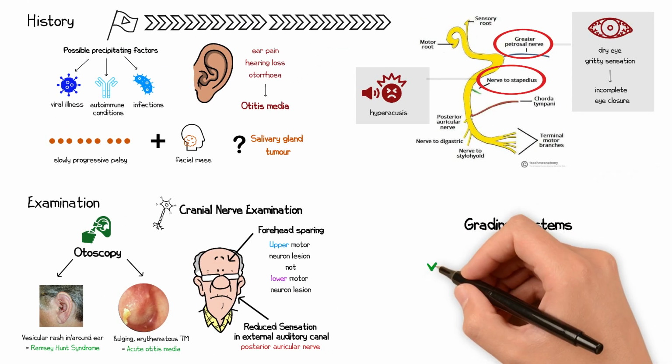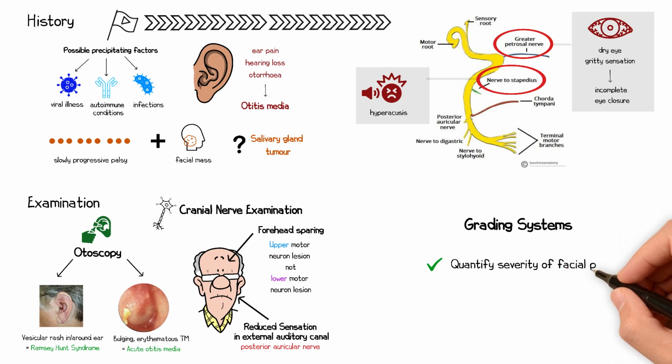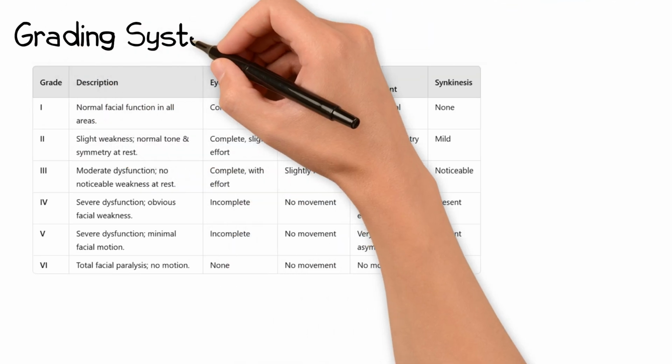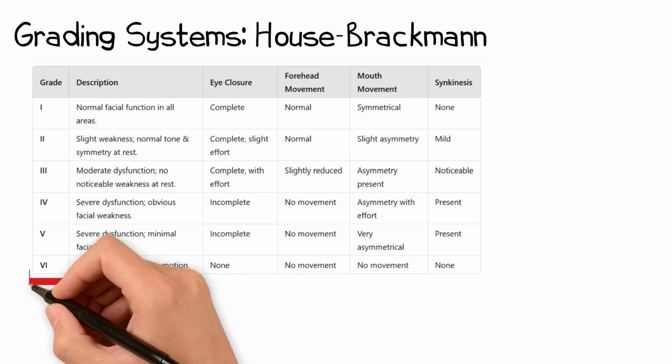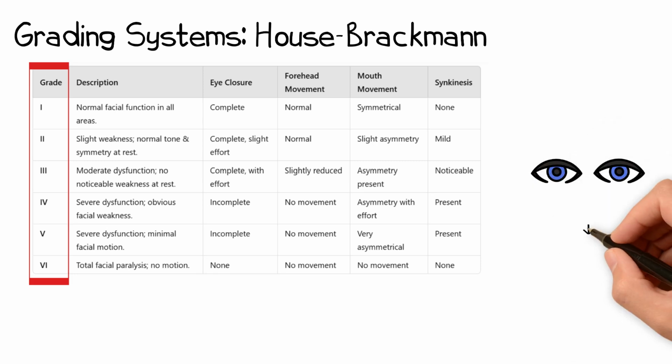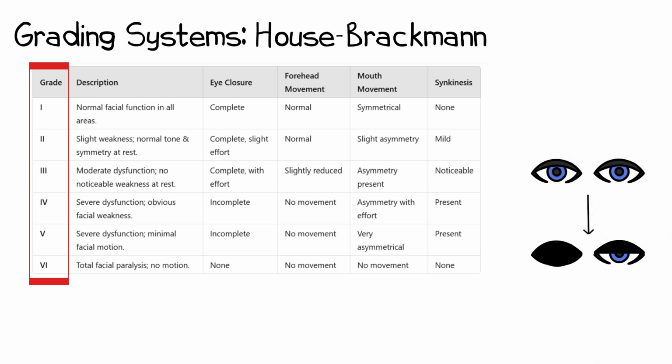Grading systems are useful to quantify the severity of the facial palsy and monitor recovery. The most commonly used grading system is the House-Brackmann, divided into grades 1 to 6. Grade 1 is normal, while grade 6 indicates no detectable facial motion. The most important differentiation to make is between grade 3 and 4, where the inability to close one's eye completely would indicate a grade 4 palsy.